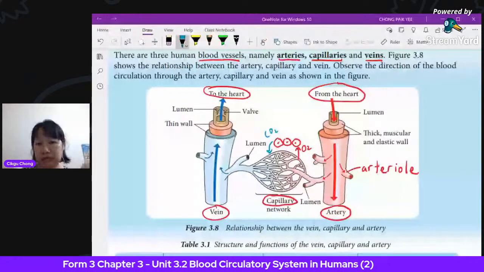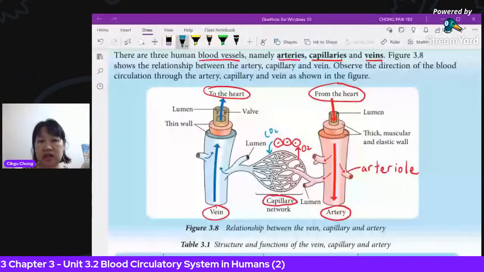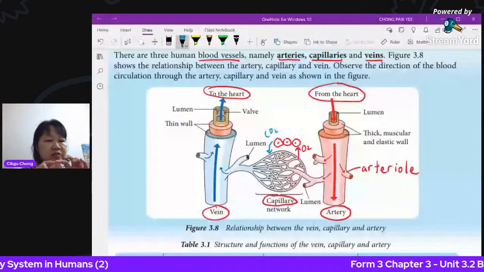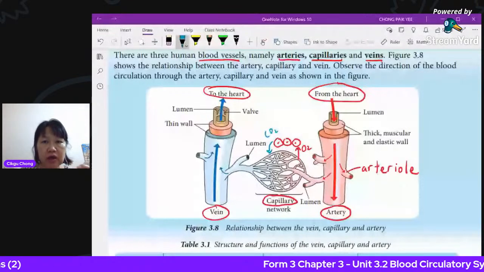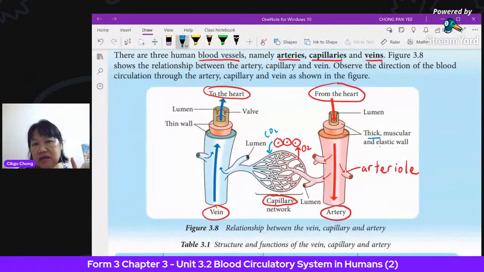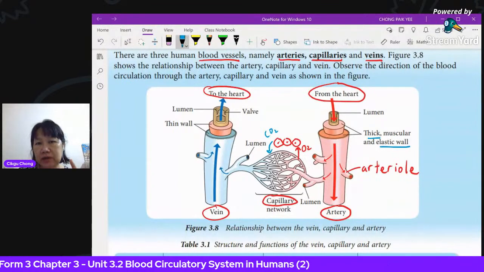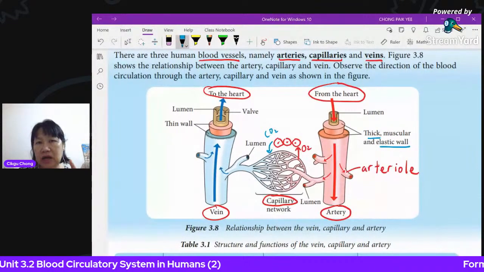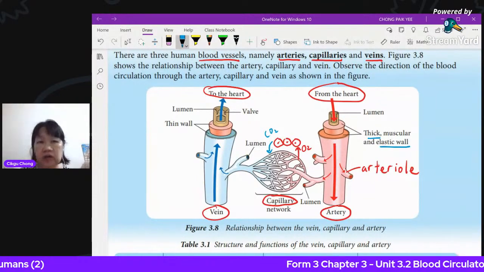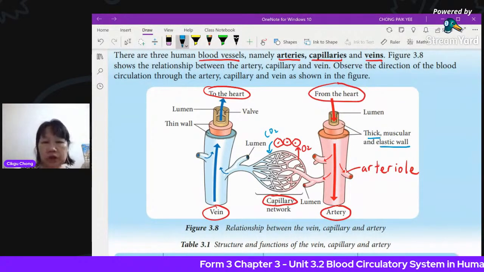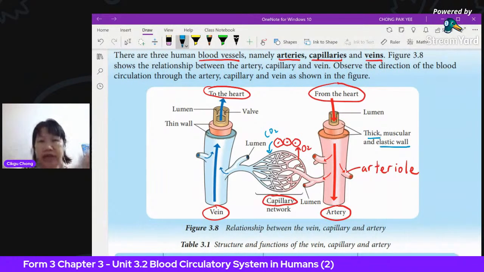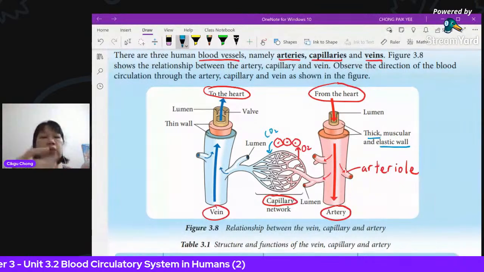So the exchange of gases happens at the capillary because the capillary is very thin, so oxygen can pass through. The artery cannot, because you see so many layers. It has a thick, elastic wall, so diffusion cannot happen through the artery, and cannot happen through the vein either. So now you see the capillary. That's why I say it's connecting the artery and the vein, and also the capillary is where you have diffusion.